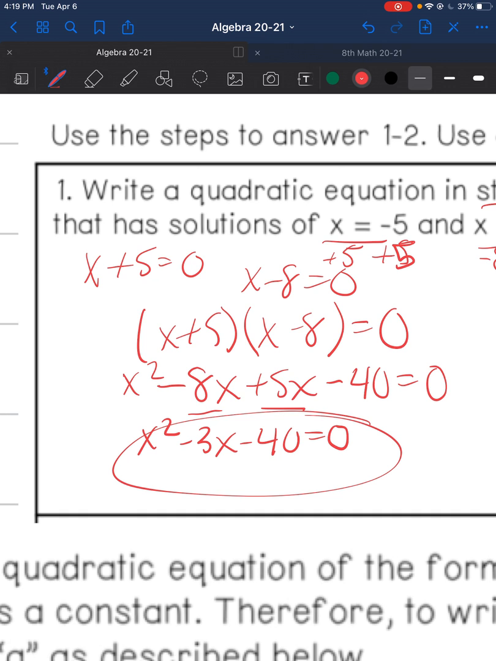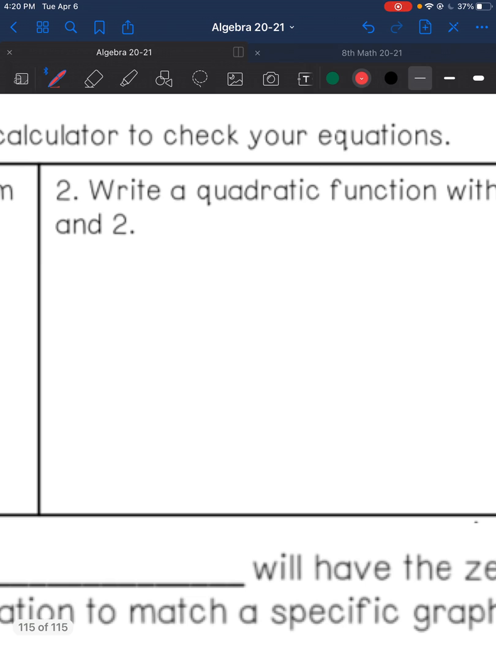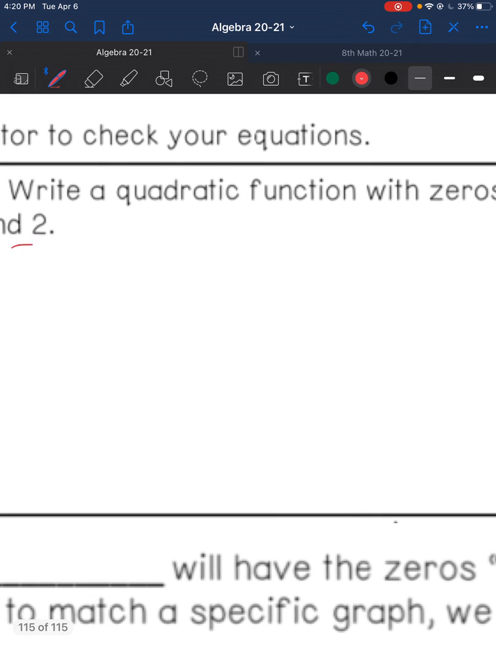That is standard form. Number 2 says write the quadratic function, so this is where we'll write it as y equals. We have zeros at -4 and 2, so we need to set them as equations: x equals -4 and x equals 2. I'm sorry, not -2, just 2. Set those equal to 0. So x plus 4 equals 0 and x minus 2 equals 0.